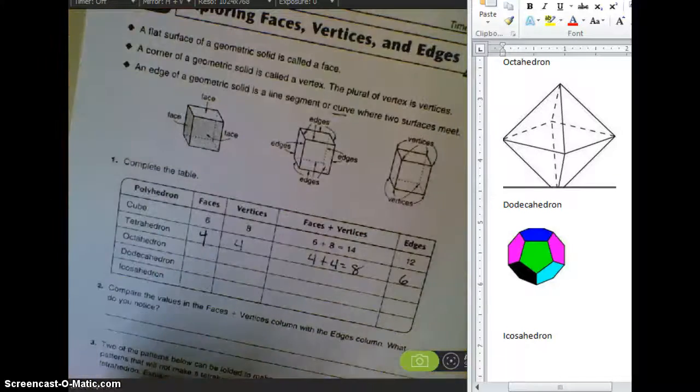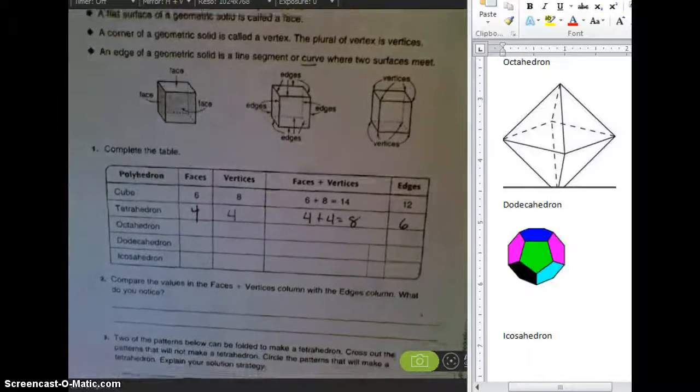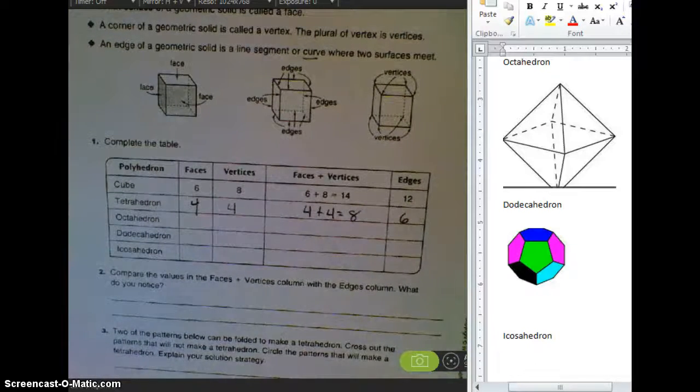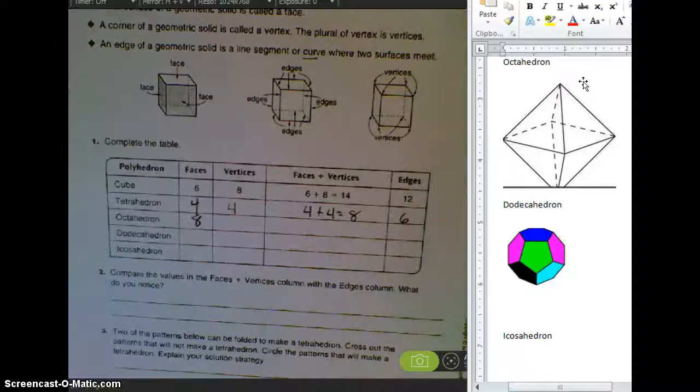Okay, the next one is an octahedron. I put it off to the side of the screen here because it's not a shape that I have, but you can see right here what an octahedron looks like. If I count how many faces on the octahedron, I see 1, 2, 3, 4 on the top, 1, 2, and 3 at the back, 3 and 4, another 4 on the bottom half of it. So a total of 8 faces on that one.